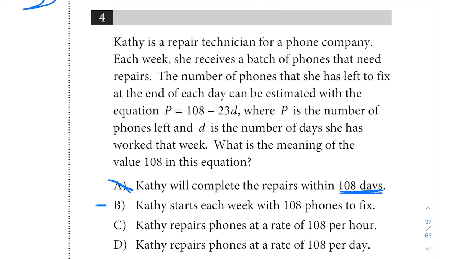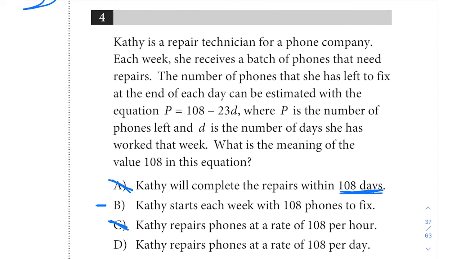Kathy repairs phones at a rate of 108 per hour. Okay, so per hour, 108 phones would be almost 2 phones a minute. That would be pretty fast. And maybe she's the world record holder in phone repair, and that'd be great. But realistically, 108 phones per hour to repair seems extraordinarily high.